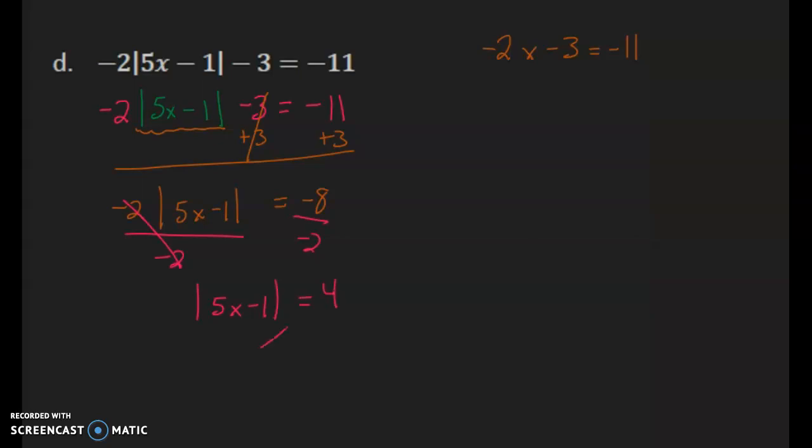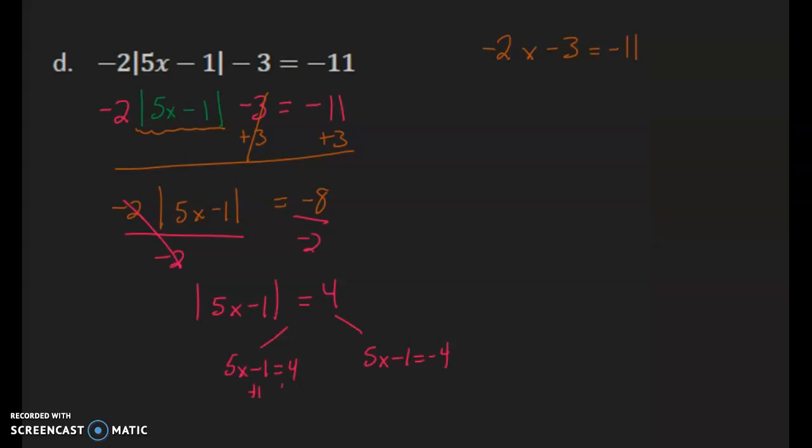All right, and we are ready to split into 2 equations. 5x minus 1 equals 4, and 5x minus 1 equals negative 4. There are solutions because the absolute value equaled a positive number. If it had equaled a negative number at this point where the absolute value is by itself, that's when I could have said no solution. But since it does equal a positive, I can continue solving.